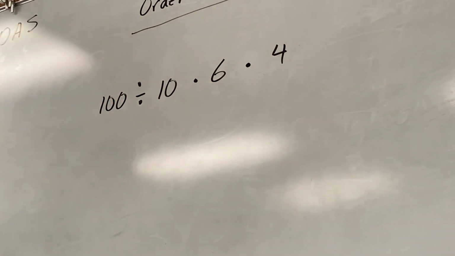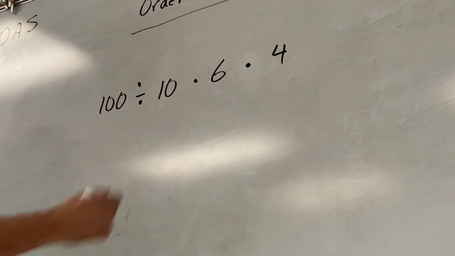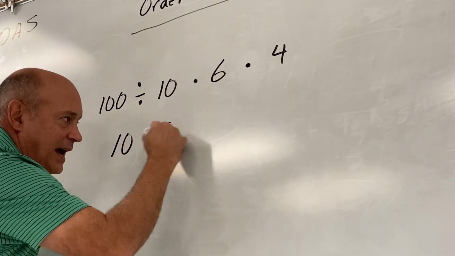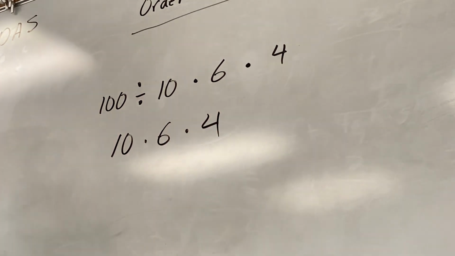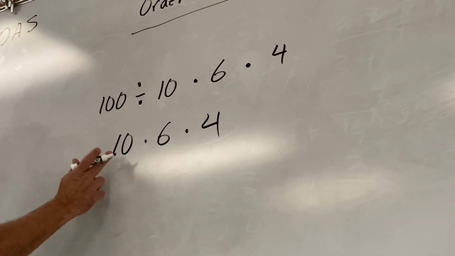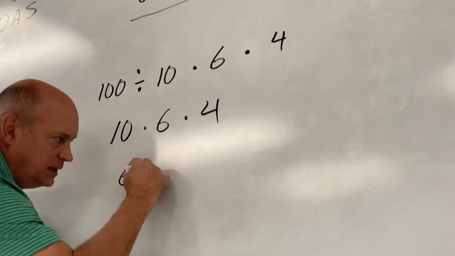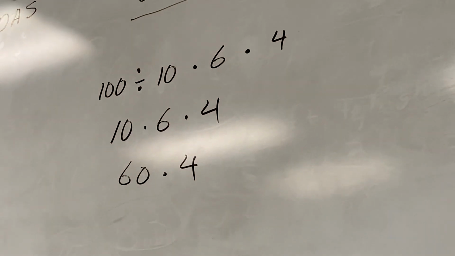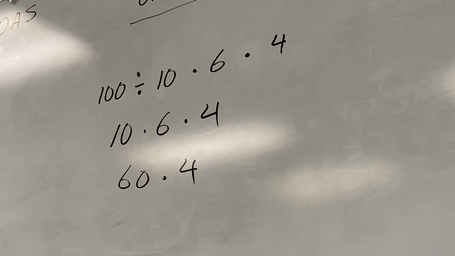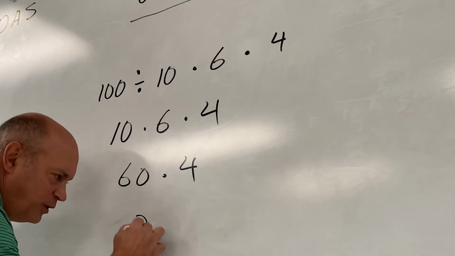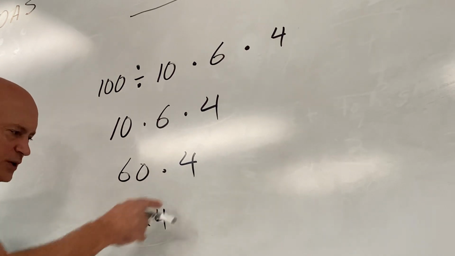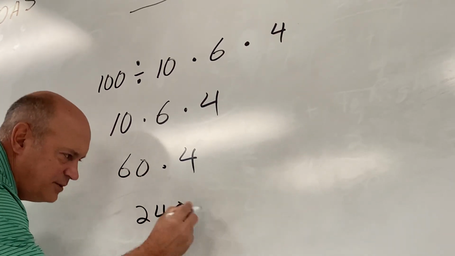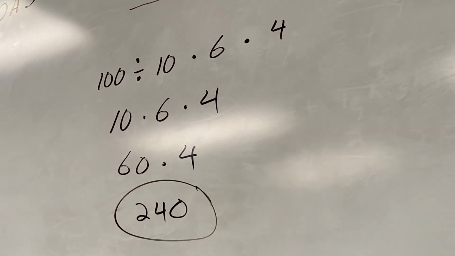All right, so let's go. What's 100 divided by 10? 10. Now, I've got only multiplication, so what do I do? Left to right. What's 10 times 6? 60. And this is not on your chart, but you should be able to multiply 60 times 4 without a calculator. What is it? 240. Because 6 times 4 is 24, and there's a 0. Put the 0 on the end. Boom, we're done. 240. Questions?